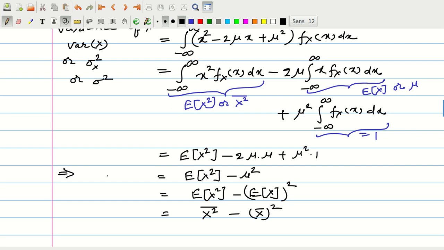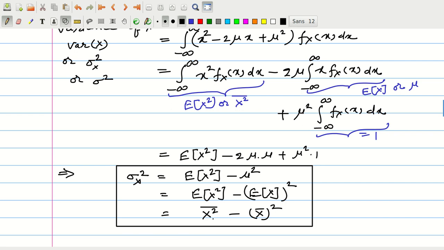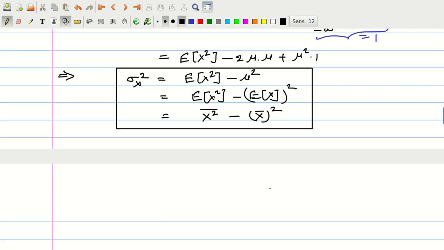So here we have a very important expression for the variance of x as the difference between the mean square value and the mean value squared. This is the mean square value and this is the mean value squared. The square root of this term, the variance of x, the sigma, which is the square root of the variance of x, is called the standard deviation of x.